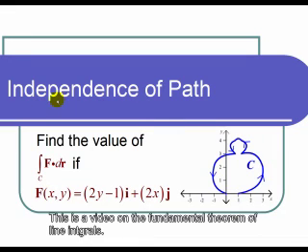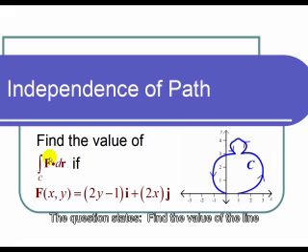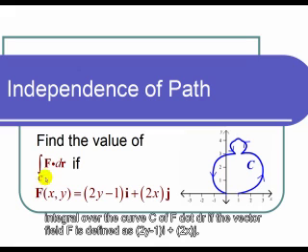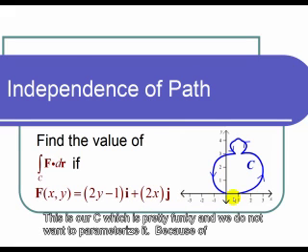This is a video on the fundamental theorem of line integrals. The question states, find the value of the line integral over the curve C of F dot dr if the vector field F is defined as (2y minus 1) i plus 2x j. And this is our C, which is pretty funky, and we're not going to want to parameterize it.